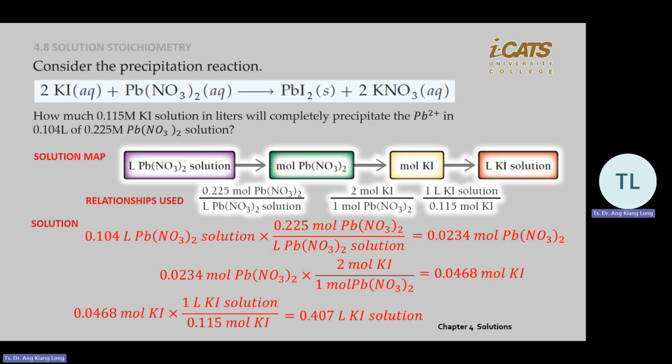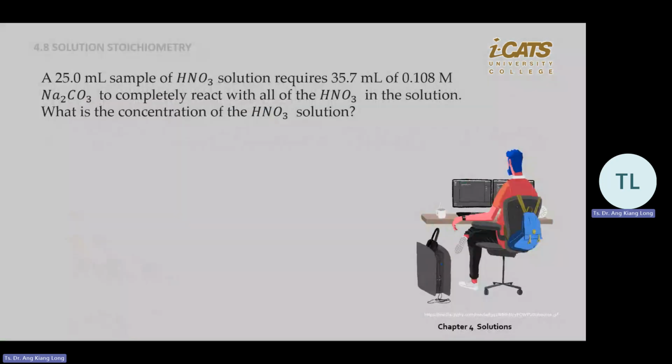0.47 liter KI solution of 0.118 capital M KI solution will completely precipitate Pb2+ in the solution. You need to write the statement. You need to write the final statement of what is this, what does it mean? Okay. This is your homework.